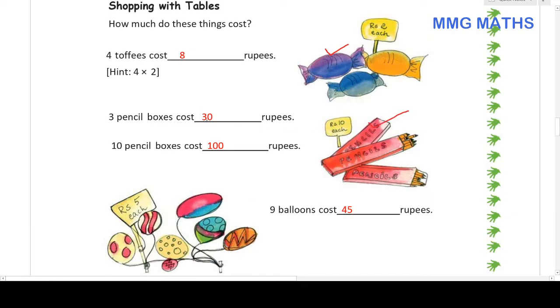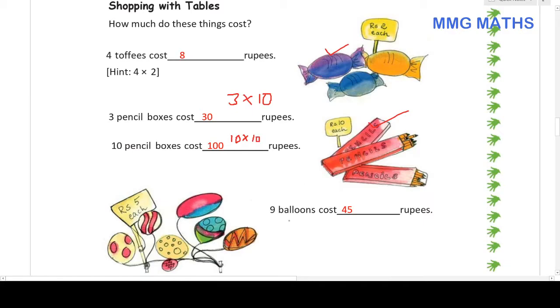So the cost of 3 pencil boxes will be 3 times 10, which equals 30 rupees. Same like that, the cost of 10 pencil boxes is 10 times 10, which equals 100. Okay, now moving to the next question.